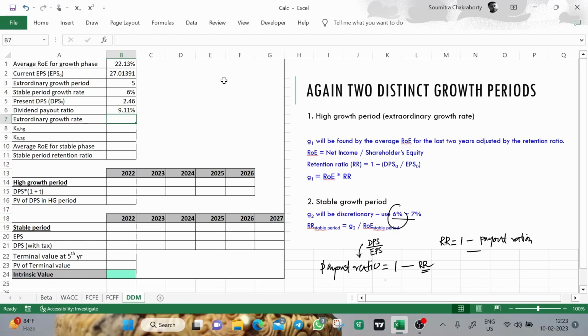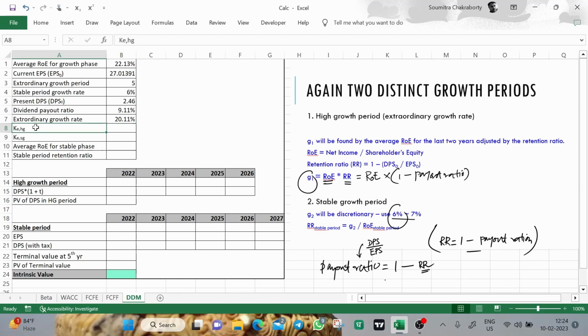So what is the extraordinary growth rate? And this is G1. G1 is our extraordinary growth rate. We have defined that this will be ROE into retention ratio. So what is the ROE? ROE is this one into retention ratio. That means into 1 minus payout ratio, right? So basically this is equal to ROE into 1 minus payout ratio because of this.